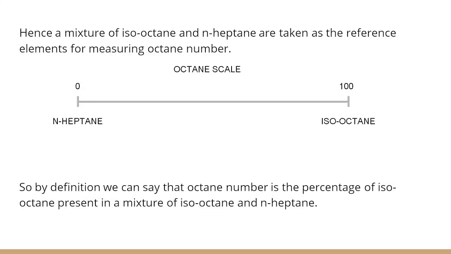Hence, a mixture of iso-octane and n-heptane is taken as the reference for measuring octane number. As we can see on the octane scale, n-heptane lies on the 0 side of the scale and iso-octane lies on the right hand side, at the 100 point of the scale. So by definition, we can say that octane number is the percentage of iso-octane present in a mixture of iso-octane and n-heptane.